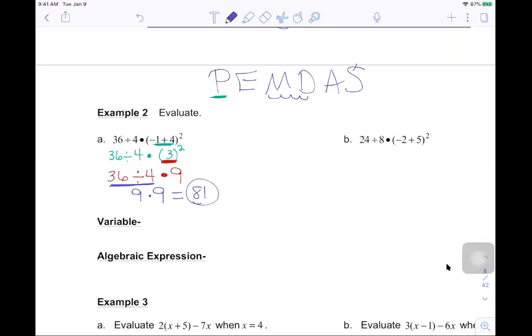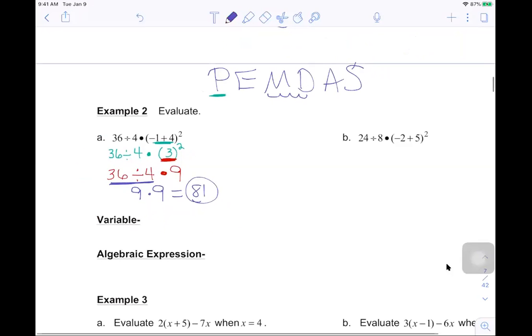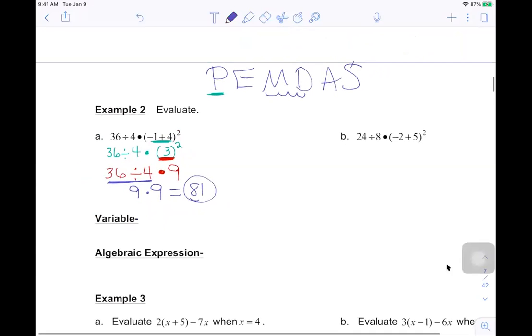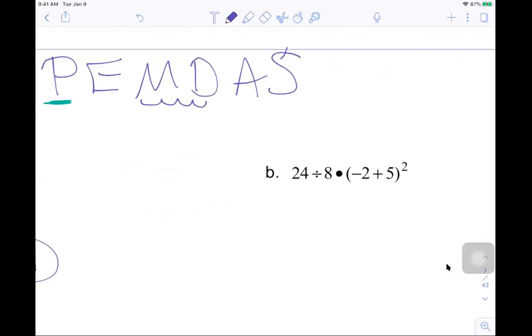So we're going to do one more problem. It looks almost the same. We're going to follow the exact same steps of the order of operations, and we should be able to break down and get it down to one number. So following PEMDAS again, parentheses first. Here's my parentheses.